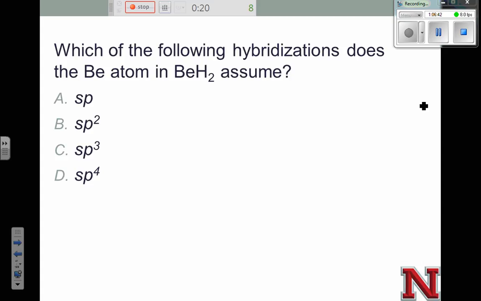So BeH2 is sp because Be only has 2 electrons in its outer energy level. So it only forms 2 bonds. So it's sp. It has a steric number of 2, and it doesn't have any lone pairs.